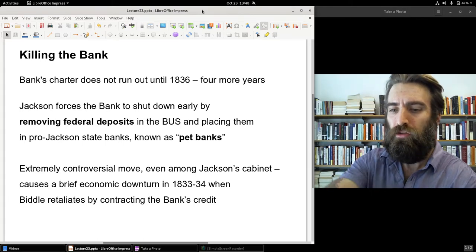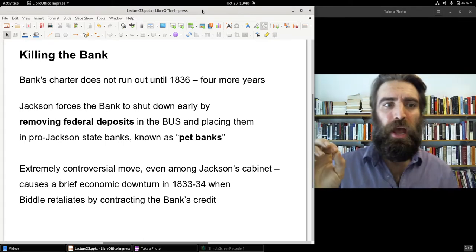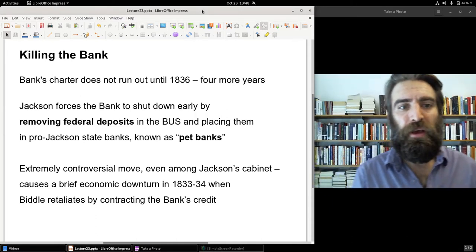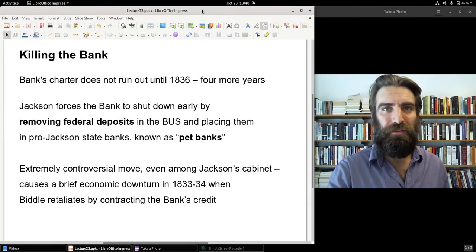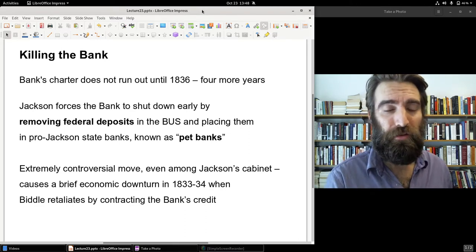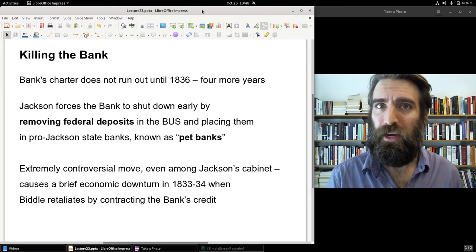It's not going to be rechartered, so let's remove it now. And then we're going to place them in state banks. Many of those state banks were pro-Jackson state banks. They were state chartered banks that supported Jackson.